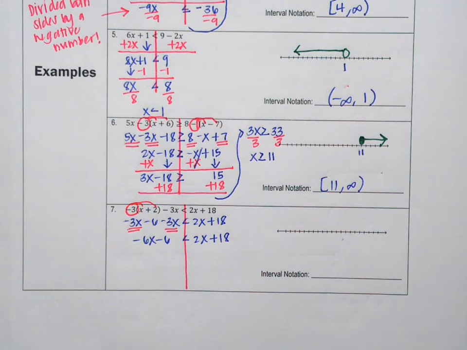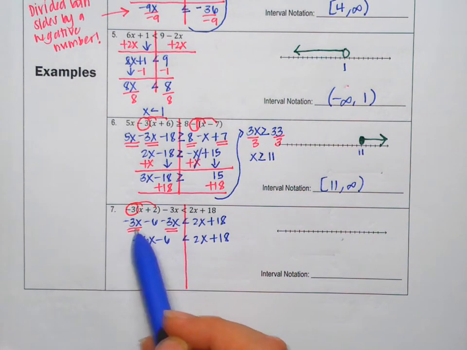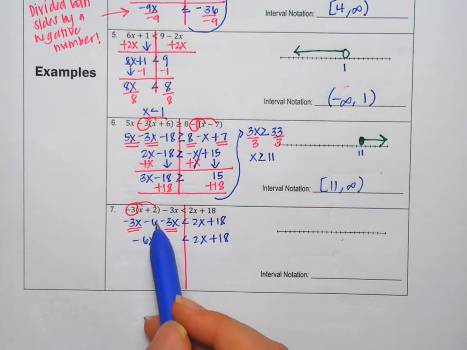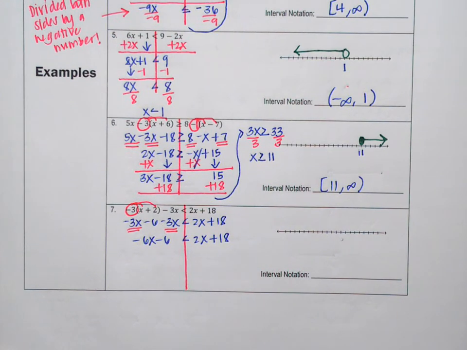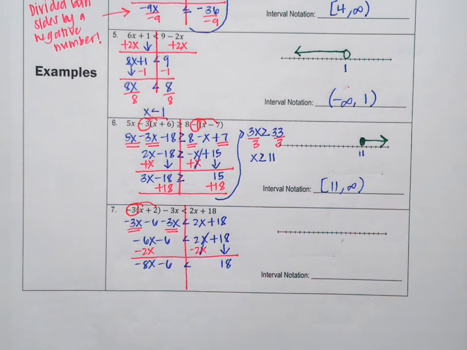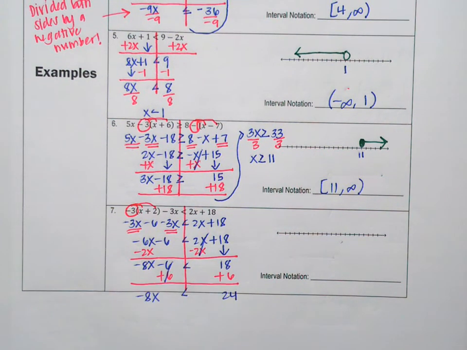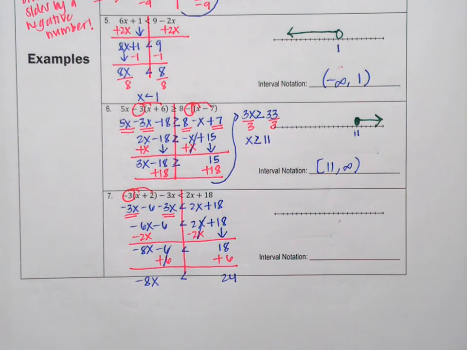So my next step was to combine like terms. Be careful because -3x minus 3x isn't 0. -3x minus 3x is -6x, and then that minus 6 comes down. Okay, continue on and do the next step. So I moved my variables to the left side of the inequality, and I got -8x minus 6 is less than 18. Do your next step. I got -8x is less than 24 because I moved my constants to the other side of the inequality symbol.